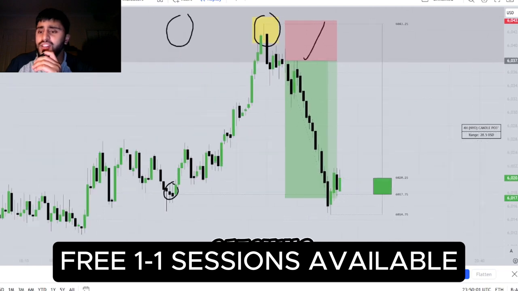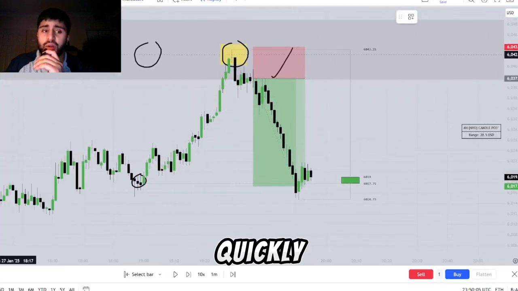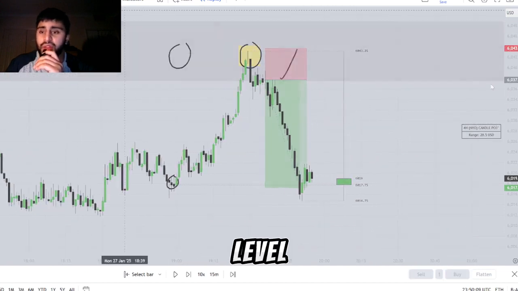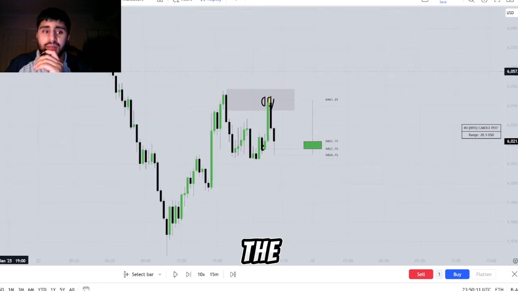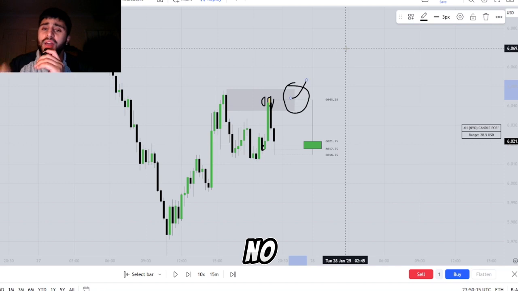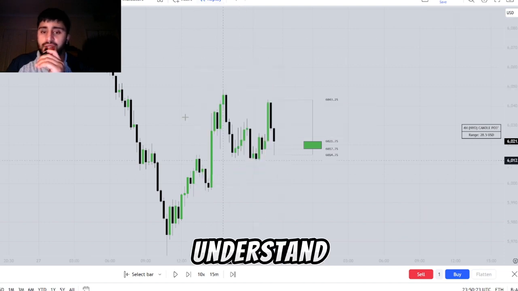So again, catching trades like this all comes down to using a few basic principles. Let's quickly go over them, right? So the first thing we're looking for, again, is a level, a key level. 15-minute fair value gap. This is the most important thing. 15-minute fair value gap has to be there, right? No level, no trade. It's as simple as that, right? No level, no trade. Very, very important to understand that.